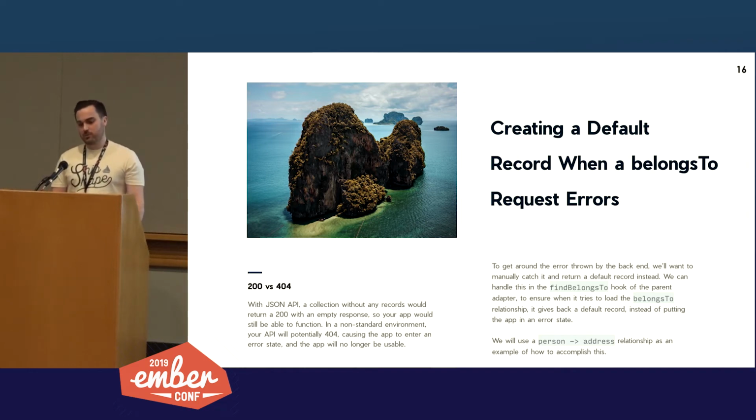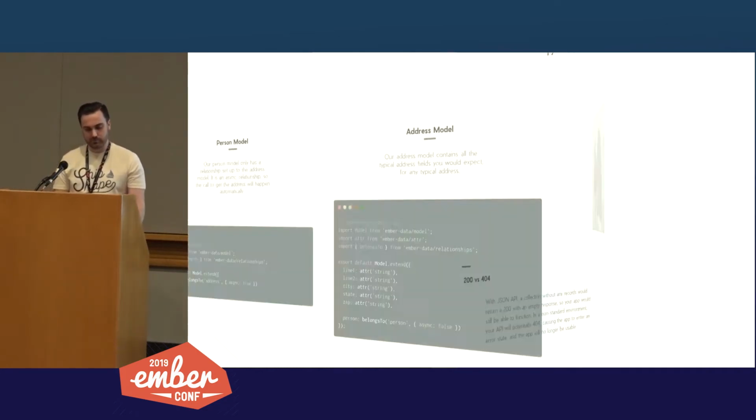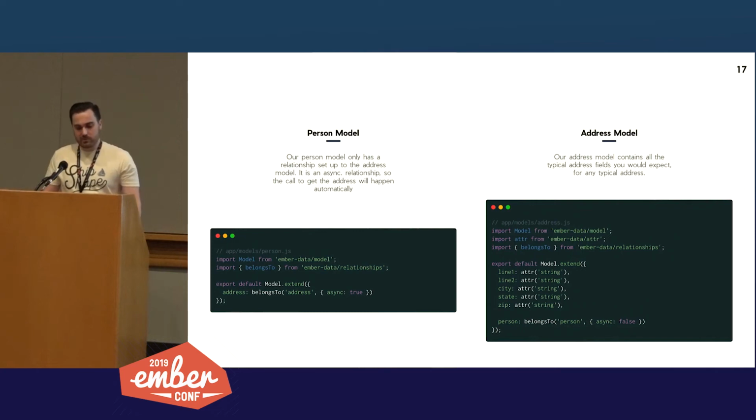And for this example, we'll use a person address relationship and see how we would accomplish that. So the person model is pretty simple. It just has an address relationship, and it's async true, so it's going to be loaded automatically for you. And on the flip side, the address model has things you would expect from an address, like line 1, line 2, city, state, zip, etc. And it has the inverse relationship to the person model.